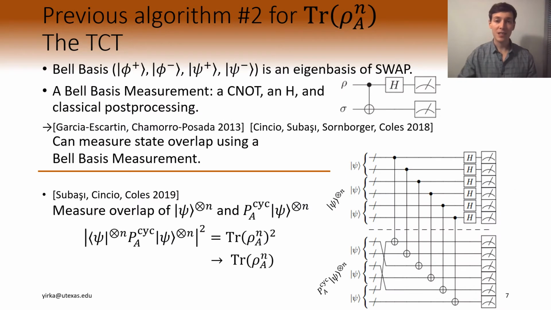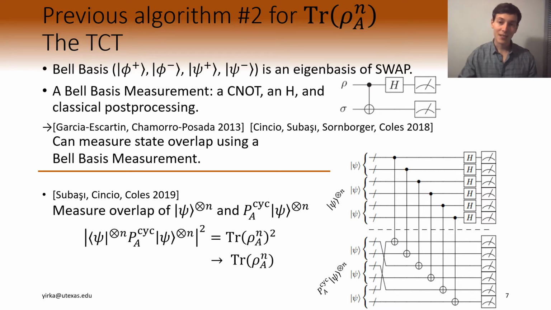Now, to introduce TCT, first note that the Bell basis is an eigenbasis of the swap operator. And recall that a Bell basis measurement is a fairly simple measurement. It's illustrated here: a CNOT gate, a Hadamard gate, and some classical post-processing. And combining these two observations, first Garcia-Escartin and Chamorro-Posada, and later rediscovered by Cincio, Subaşı, Sornberger, and Coles, realized that you can simulate the swap test and measure state overlap using just Bell basis measurements.